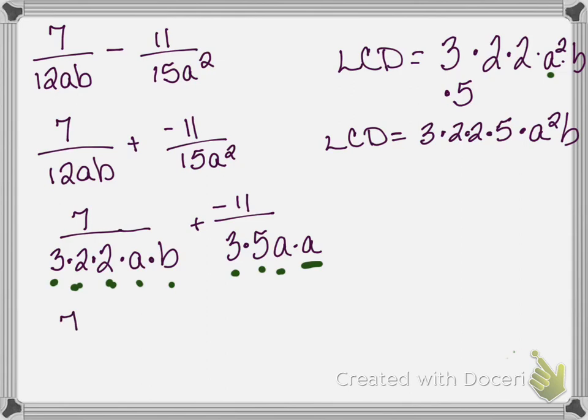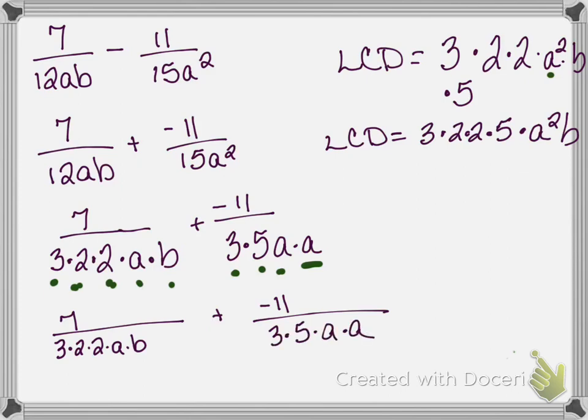So I have 7 over 3 times 2 times 2 times A times B, plus negative 11 over 3 times 5 times A times A. So I have a 3, I have 2 2's, I have 1 A, and I have a B. I am missing a 5, and what else am I missing? An A. Excellent.